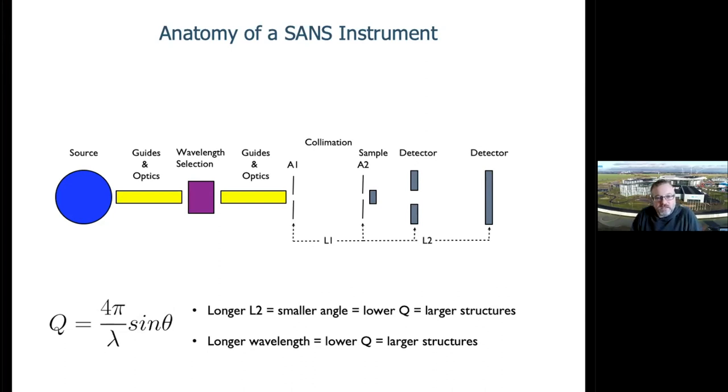And if we want to measure as much Q space as possible, then we might want to measure with multiple detectors. And this is fairly common now on SANS instruments, as people are building new ones and upgrading old ones, to add a second bank of detectors so that we can measure at more angles at the same time.